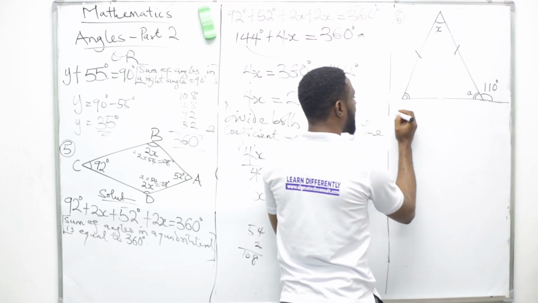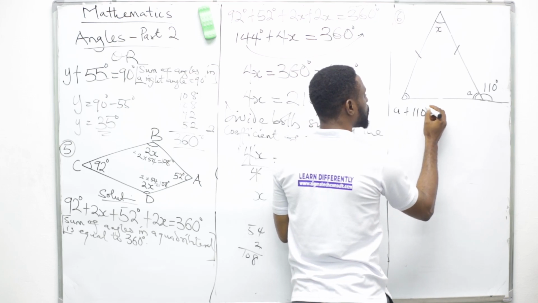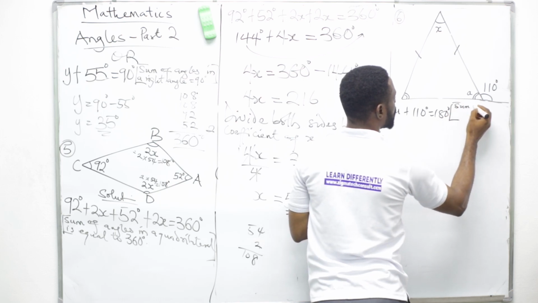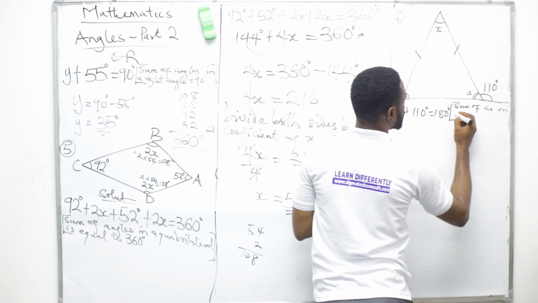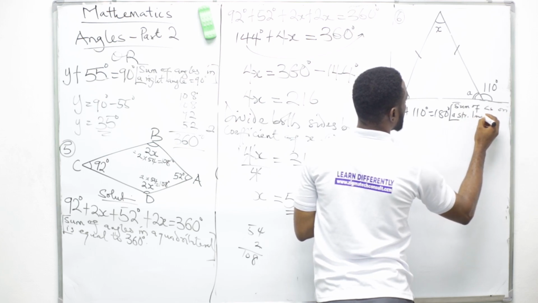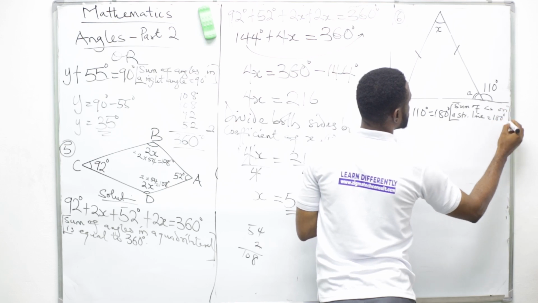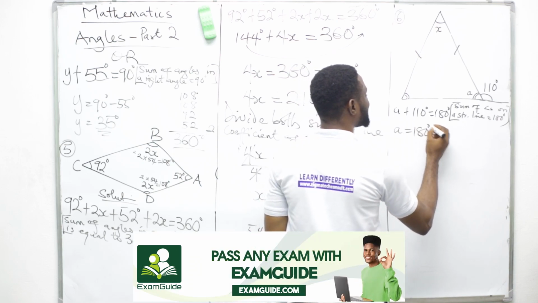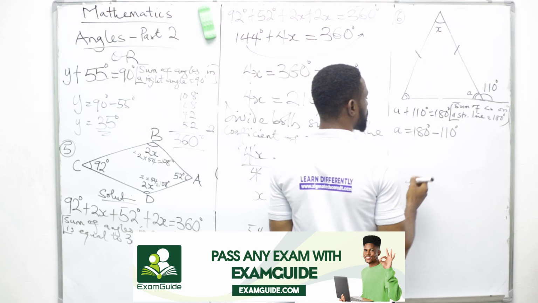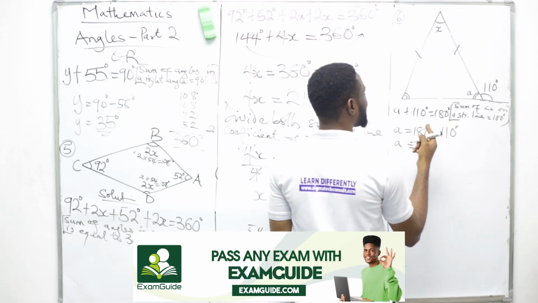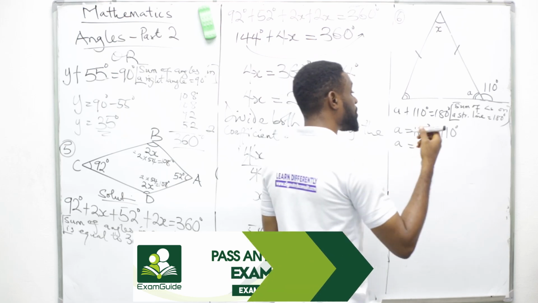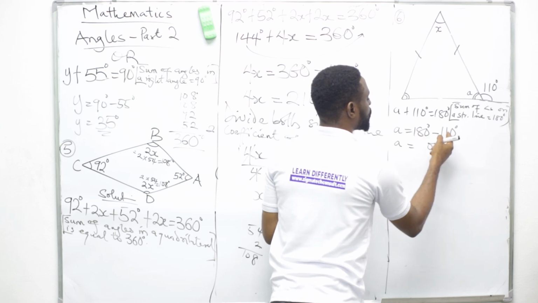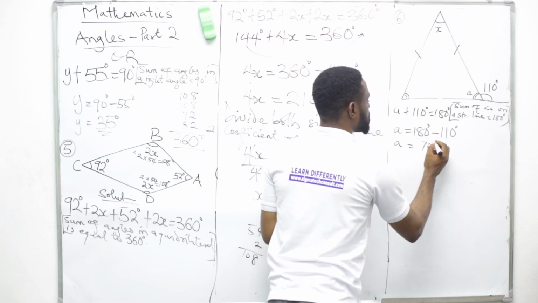So what do you do? You do A plus 110 is equal to 180 degrees. Why? Sum of angles on a straight line is equal to 180 degrees. That is the first thing there. It means our A will be equal to 180 degrees minus 110 degrees. So A will be equal to 180 minus 110. That gives us 70, because 0 minus 0 is 0, 8 minus 1 is 7, 1 minus 1 is 0. So this is 70 degrees.